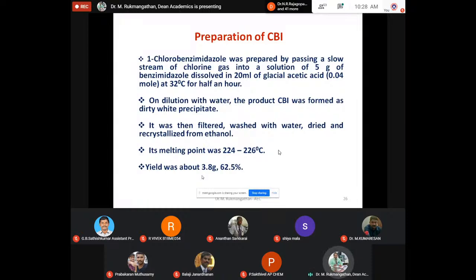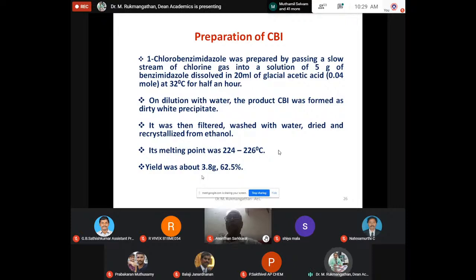How has our compound CBI, 1-chlorobenzimidazole, been prepared from the benzimidazole? The simple process is called chlorination. 5 grams of benzimidazole, the parent compound, was dissolved in 20 ml of glacial acetic acid. The temperature maintained here is 32 degrees Celsius. Chlorination is done by passing a stream of chlorine gas into the benzimidazole solution for about half an hour. On dilution with water, our product, 1-chlorobenzimidazole, is formed. The product is a white precipitate. As usual, it is filtered, washed with water, dried, and recrystallized from ethanol for purification.